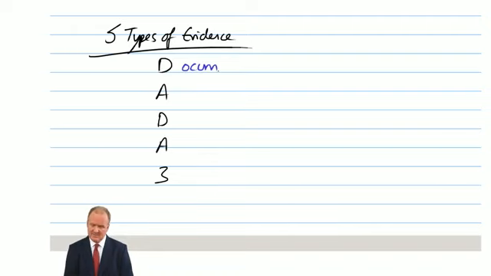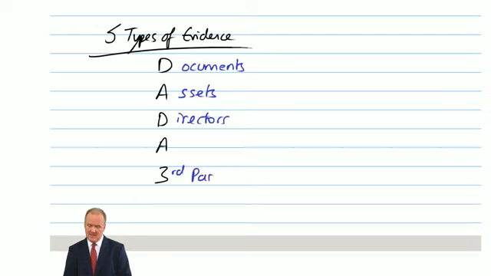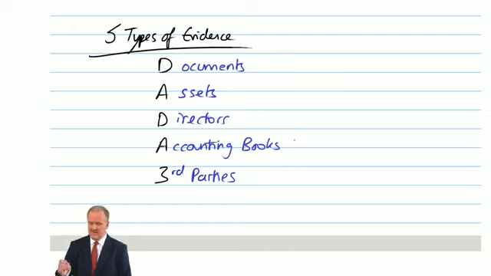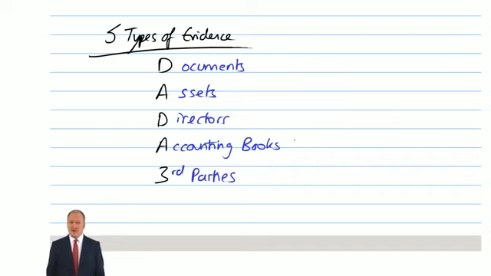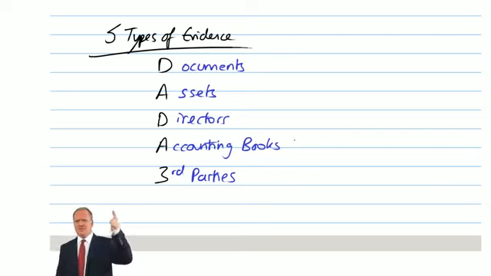So a lot of audit evidence involves looking at documents, inspecting assets, asking the directors to confirm things, or asking someone outside the company, third parties, to confirm things, and sometimes looking in the accounting books. And I know, because I have practiced this so many times, that if I can think assertions, AEIOU and DA-3, I can come up with a lot of tests very quickly.